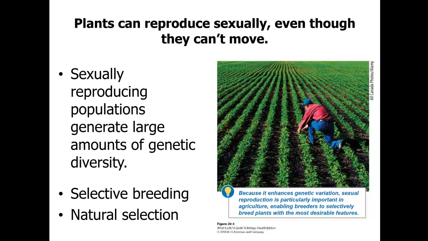So plants can also reproduce sexually even though they can't move. So sexually reproducing populations are going to generate a large amount of genetic diversity. Examples of this that we see in farming are going to be selective breeding, but we also see this in everyday life in natural selection.